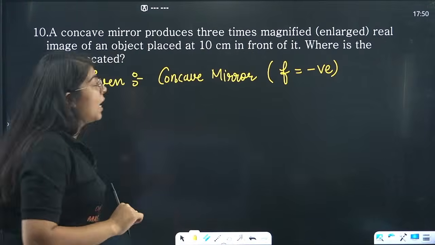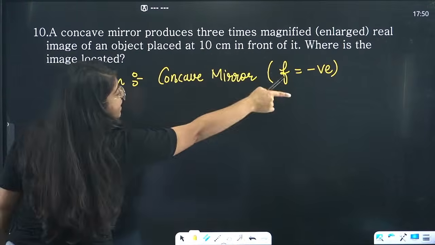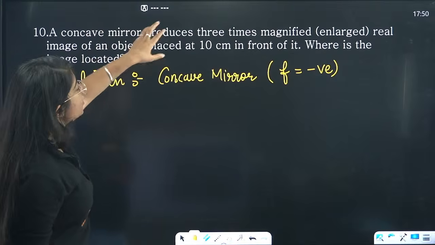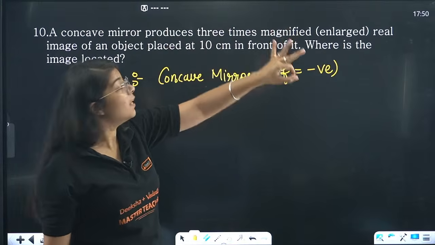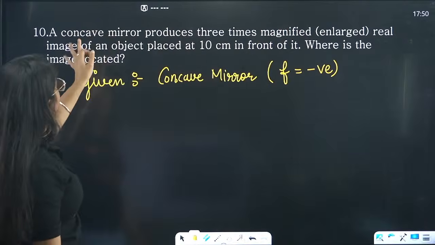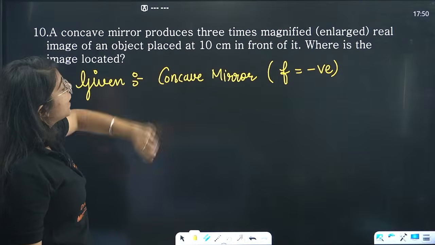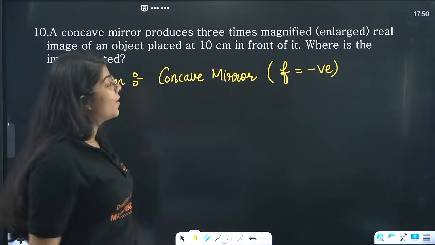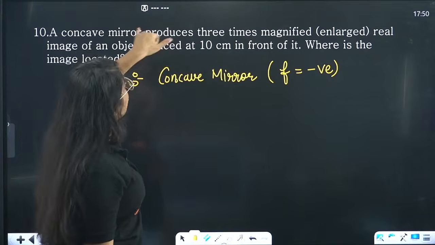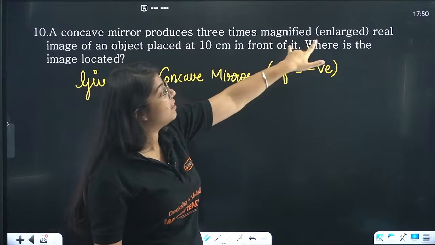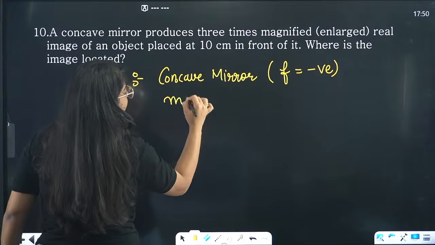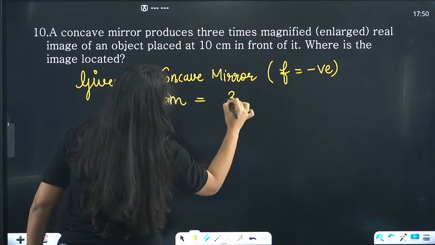Now this concave mirror's focal length is negative. Now read the question. Produces 3 times magnified, enlarged real image of an object placed at 10 centimeter in front of it. Let's break this question. The mirror produces 3 times magnified real image. That means magnification is given, right? And magnification is given as 3.